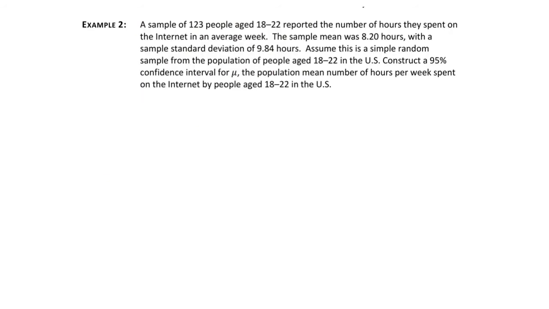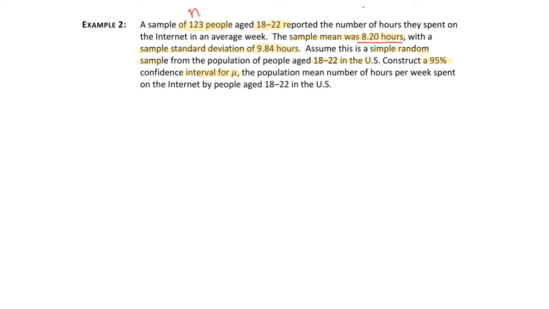Let's look at another example and highlight the important information while reading. A sample of 123 people aged 18 to 24 reported the number of hours they spent on the internet in an average week. The sample mean was 8.20 hours with a sample standard deviation of 9.84 hours. Assume that this is a simple random sample from the population of people aged 18 to 22 in the US. We need to construct a 95% confidence interval for mu.